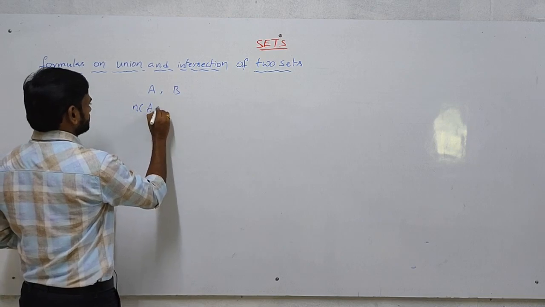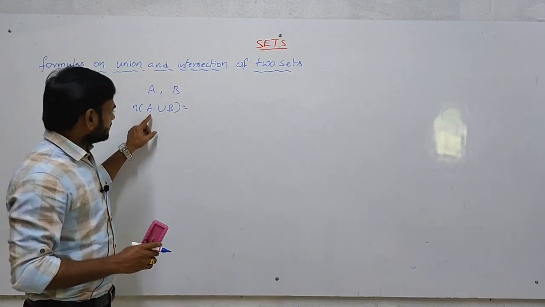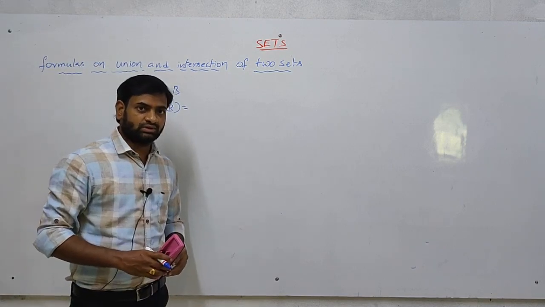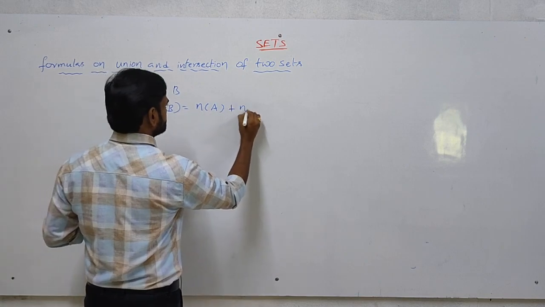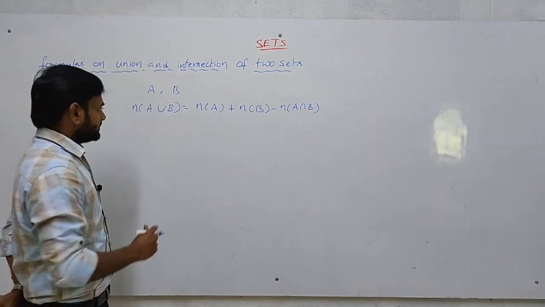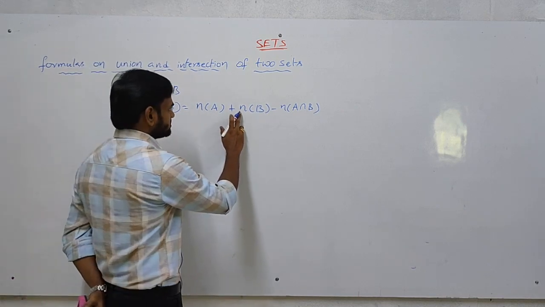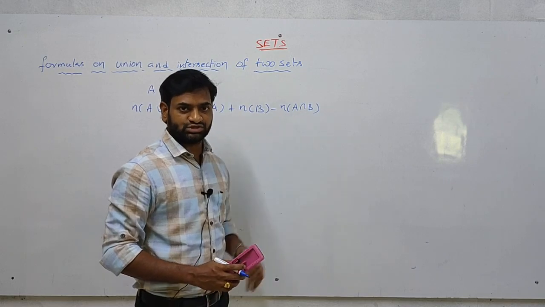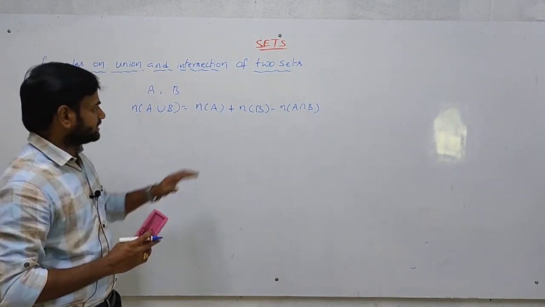Now n of A union B, that means number of elements in A union B, is equal to n of A plus n of B minus n of A intersection B. That means number of elements in A union B equals number of elements in A plus number of elements in B minus number of elements in A intersection B. That is the formula.